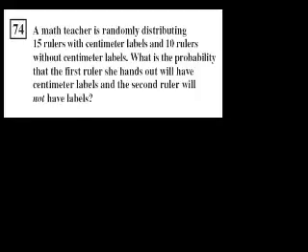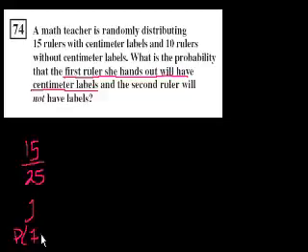So, okay, let's think about the first one. I'll do that and I'll color code it. What is the probability that the first ruler she hands out will have centimeter labels? There's a total of 25 rulers, 15 with centimeters and 10 without. So 15 have centimeters, and the probability is 15 over 25. That's the probability of the first with labels.